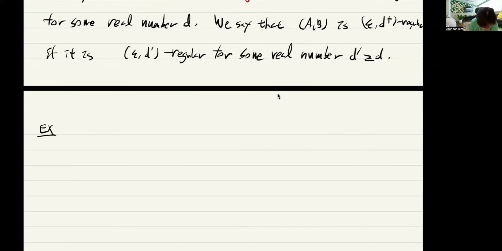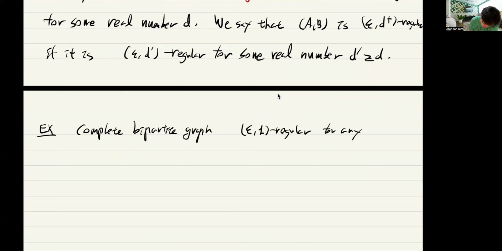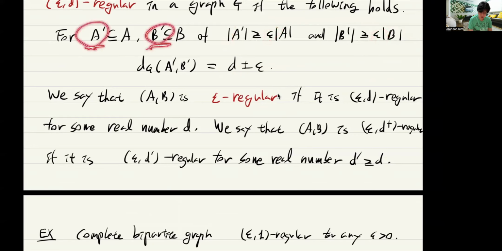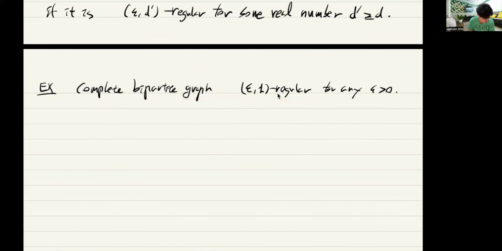There are some examples. Let's say you consider a complete bipartite graph. And this is epsilon 1 regular. This is epsilon 1 regular for any positive epsilon. You can check. Because in this condition, epsilon is positive means that for any positive set, if you consider the density between them, that's always 1. So this is epsilon 1 regular.